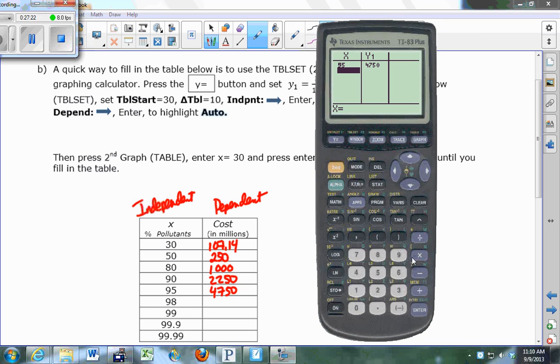Okay, so for 98, we've got 12,150 millions. 99% of all the pollutants are gone: 24,750 millions. Boy, this is going to cost the taxpayers quite a bit. 99.9.